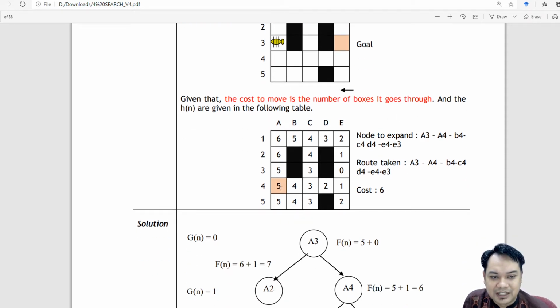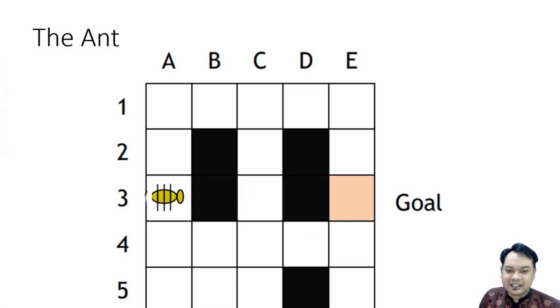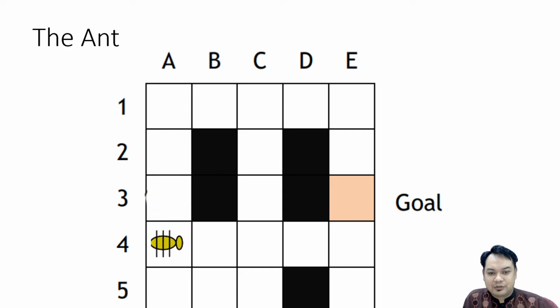So kalau dia nak pergi pada A4, cost dia 5. Kalau dia nak pergi pada A2, cost dia 6. Alright. Let's look at the simulation. So contohnya, kita kena guide AND ni untuk bergerak. So katakan AND ni dia ada dua choice. Daripada A3, dia akan ada dua choice. Sama ada dia pergi pada A2 ataupun A4.